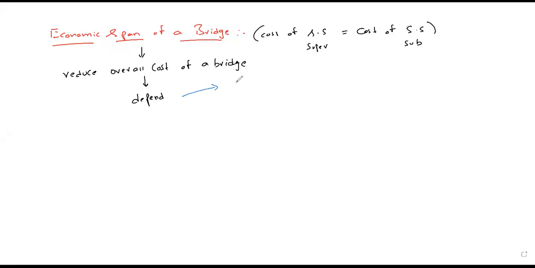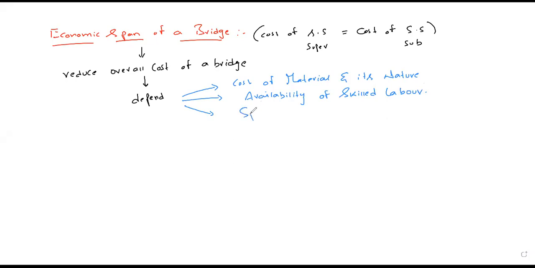So the first parameter is the cost of material, isn't it? If the cost of materials is more, automatically the total bridge cost will be more. Cost of material and its nature. And the next one depends on availability of skilled labor.